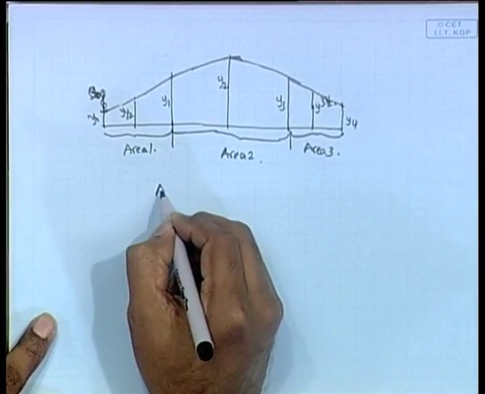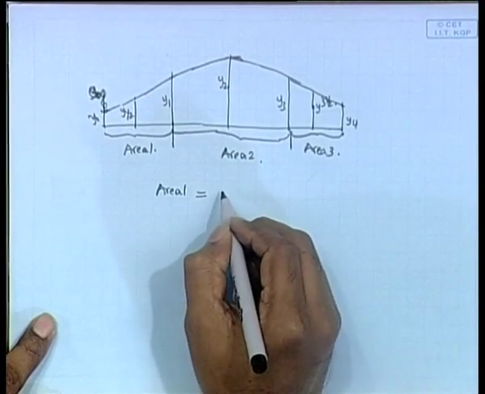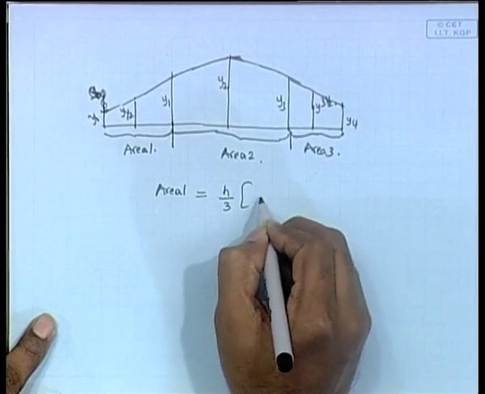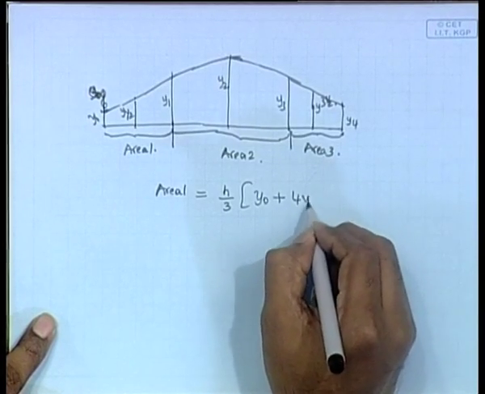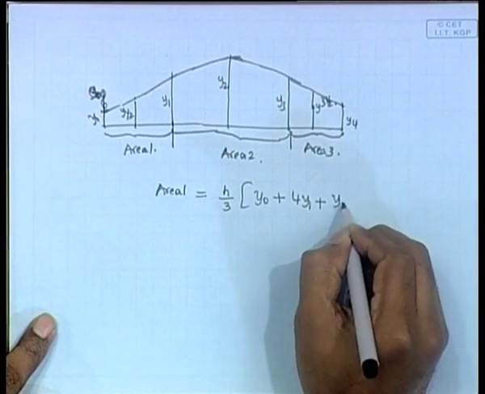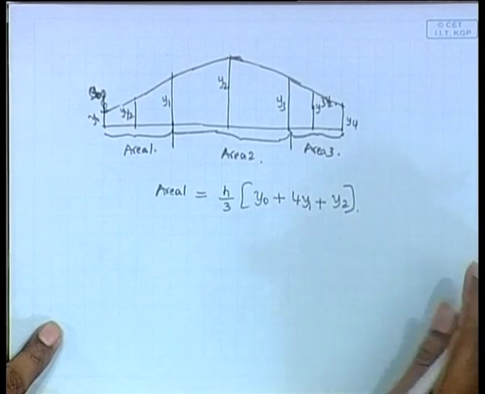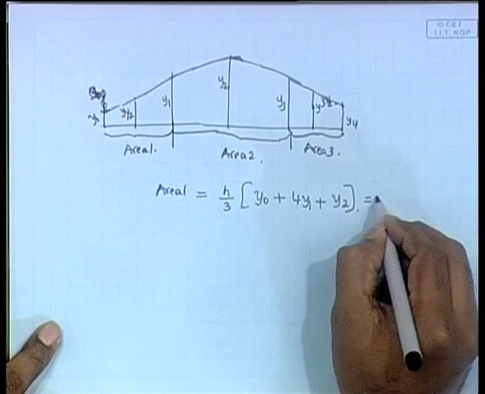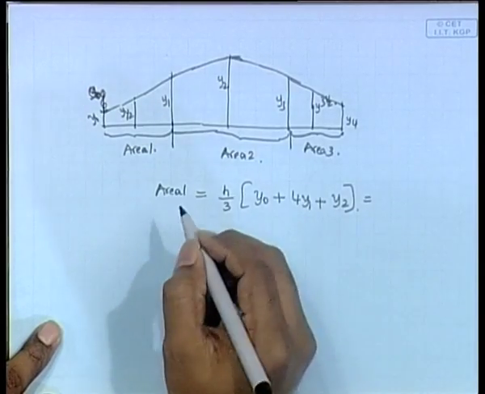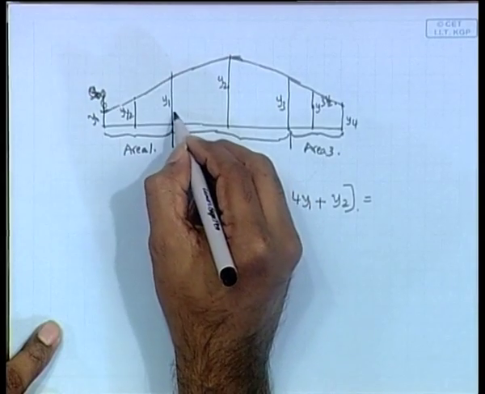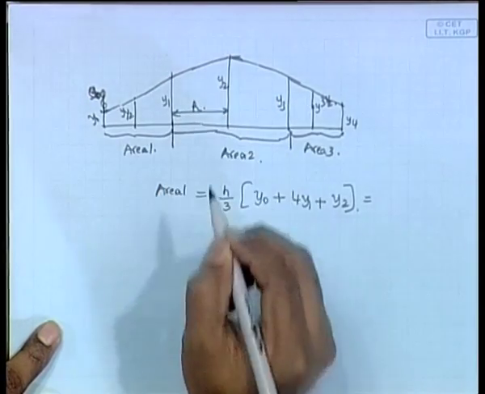So, the first area, area 1, is given by h by 3 into y 0 plus 4 y 1 plus y 2, the basic Simpson's rule. Now, let us call this separation h. This is your real h, meaning it is the distance between 2 stations, that is 0 and 1, or between 1 and 2, 2 and 3, that is the separation, that is h.